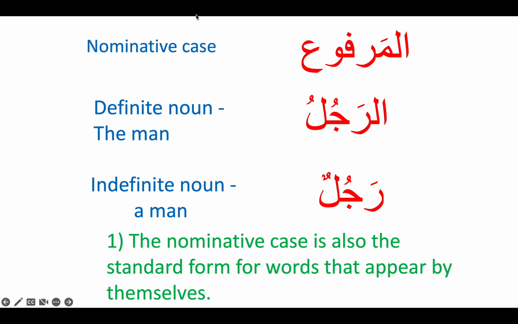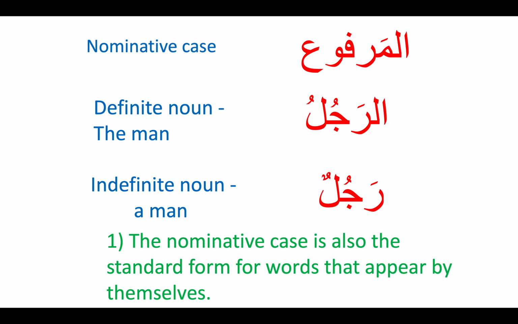So, المرفوع, the nominative case. This is indicated by the dhamma vowel, which makes the oo sound. So let's just have a look at these two examples firstly. الرجل. This is a definite noun, and we know it is definite because of the L, the. So a definite noun has the, or is the in English, so L at the start. So الرجل, the man.